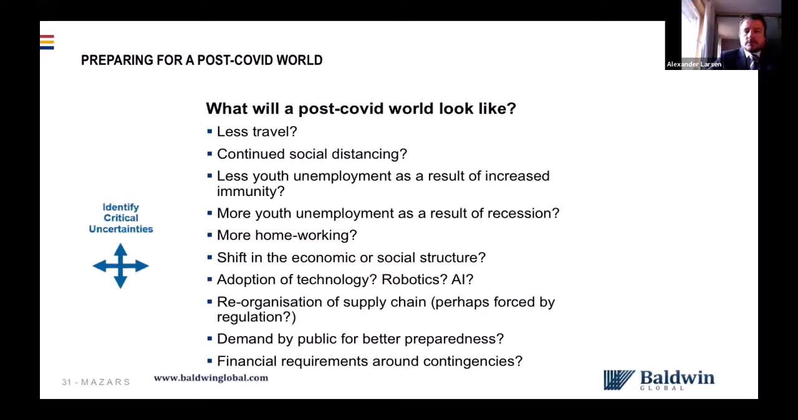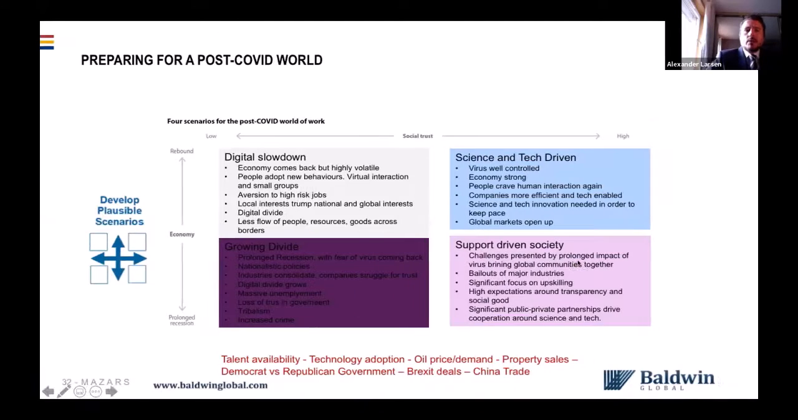And what about adoption of technology, robotics, AI? Is this going to change? What about reorganization of supply chain? There might be organizations that need to change their supply chain, or it might be forced due to regulation. Countries might start forcing companies to rearrange their supply chain so that we are not as vulnerable to such an event again in the future. So these are some of the questions we need to be asking. And then we can start developing our scenario.